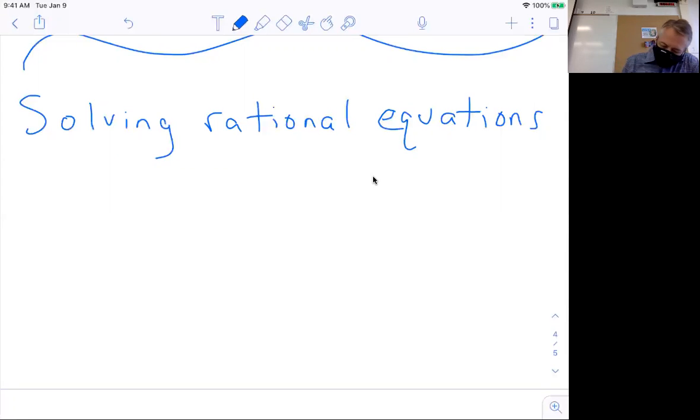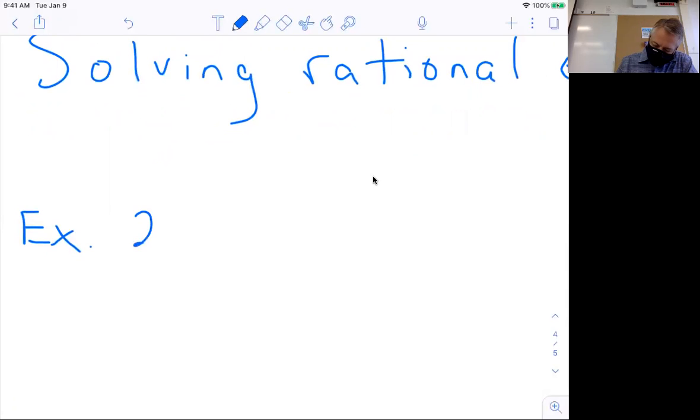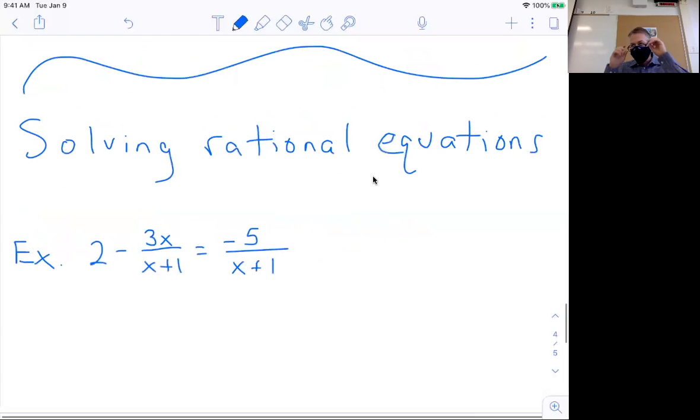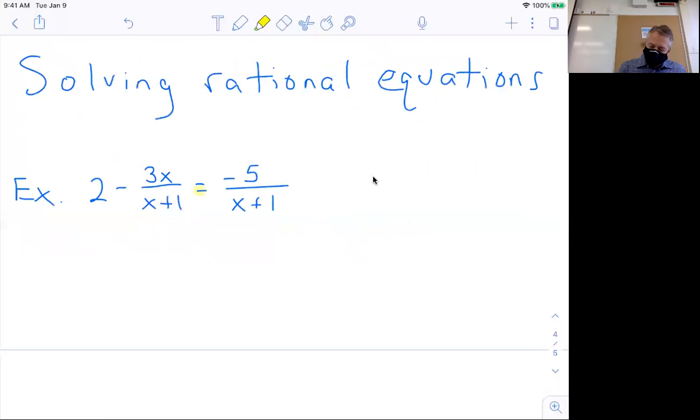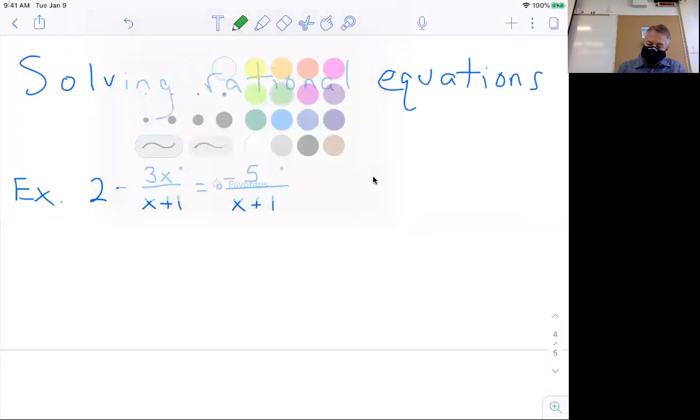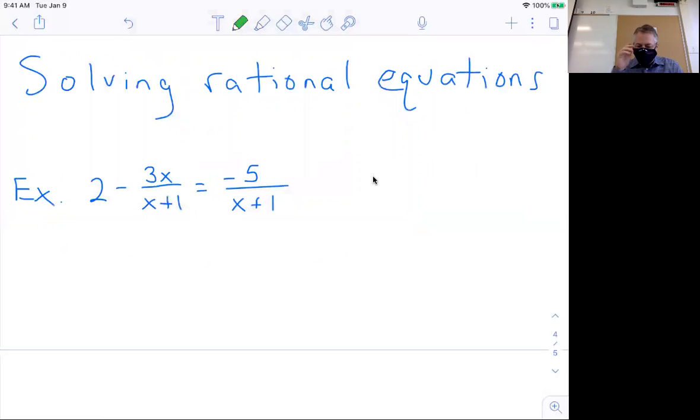So here would be a rational equation. All right, let's say we had 2 minus 3x over x plus 1, and that equals negative 5 over x plus 1. First things first, notice this is an equation because of the equal sign. And because of that, it's a different method than we did before. We're not going to start factoring and canceling here. For a rational equation, we do want to figure out the common denominator, which in this case is x plus 1.